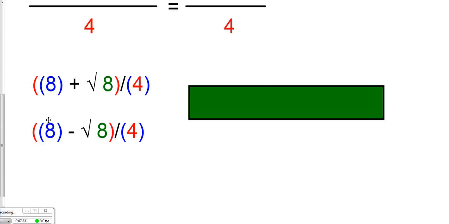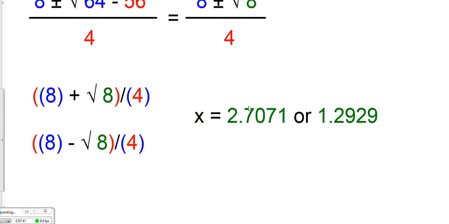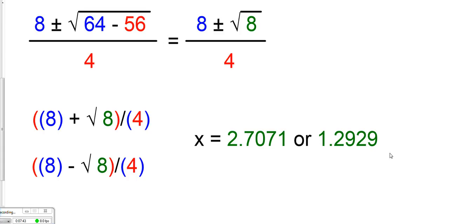The other option in my calculator, I do the same exact thing with a minus. 2 different things give me my 2 different answers. I type it in and round to the nearest thousandth. X is either 2.7071 or 1.2929. Again, this one gives me this, and this one gives me this. 2 different options for my x value.